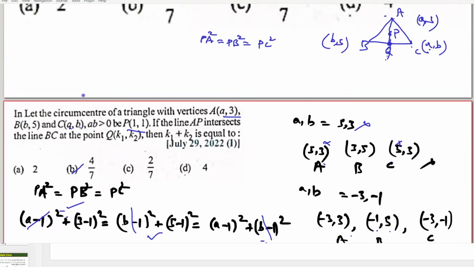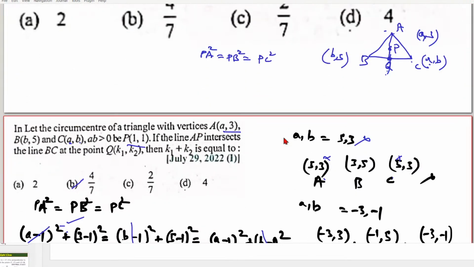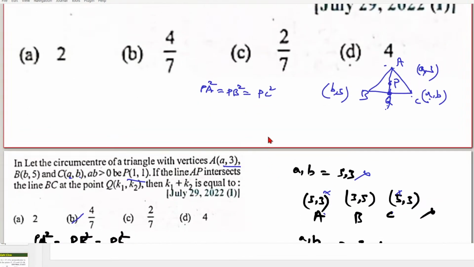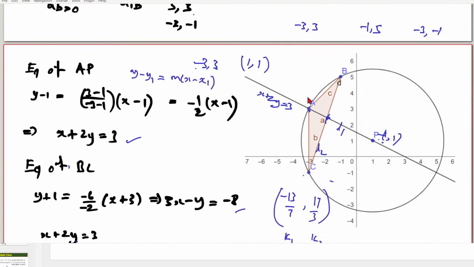Simple problem. Just that we need to be a little careful in calculating the circumcenter. Right. Circumcenter is the point which is at the center of the circle, which is touching all the 3 points. Automatically, the circumcenter is always equidistant from all the 3 points.